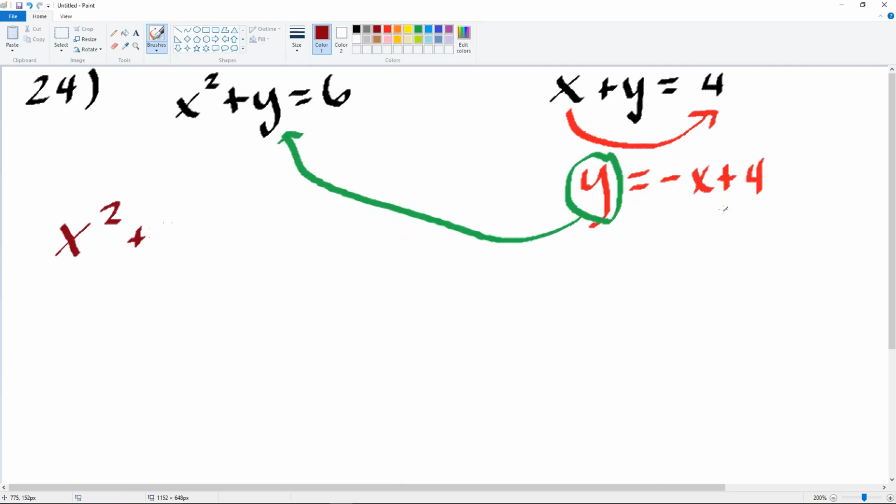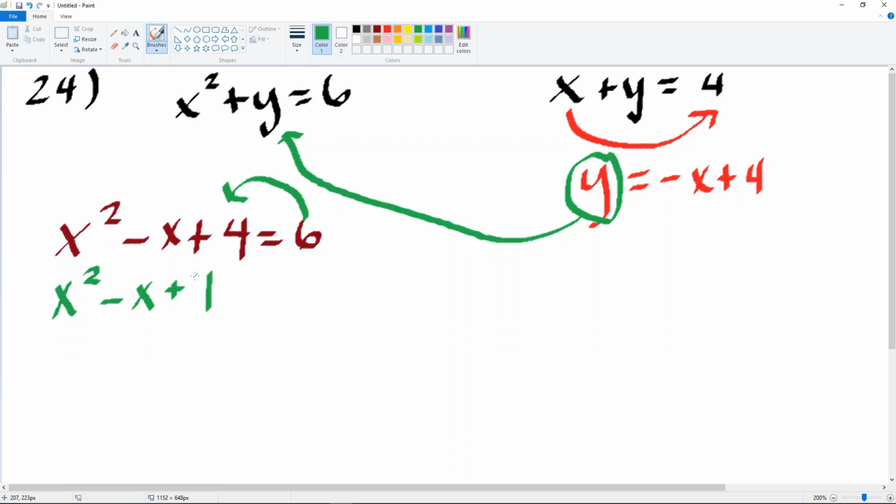plus, what is y? Negative x plus 4. I could really just get rid of that plus and put negative x plus 4 equals 6. Move this 6 to the other side, so you get x squared minus x plus 4 minus 6 equals 0.